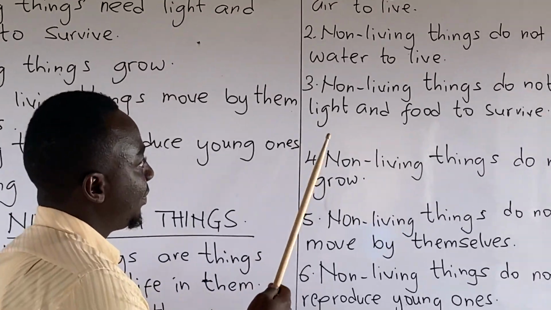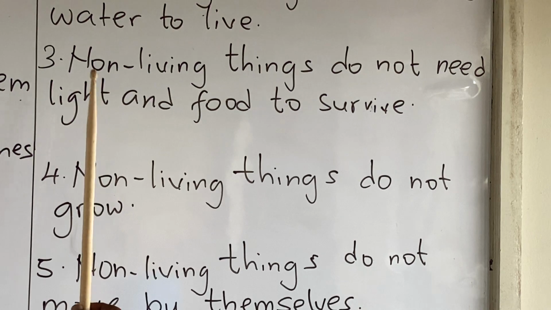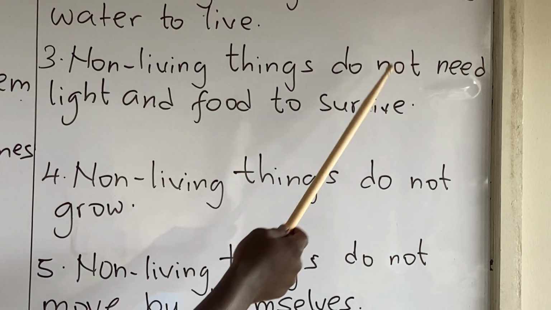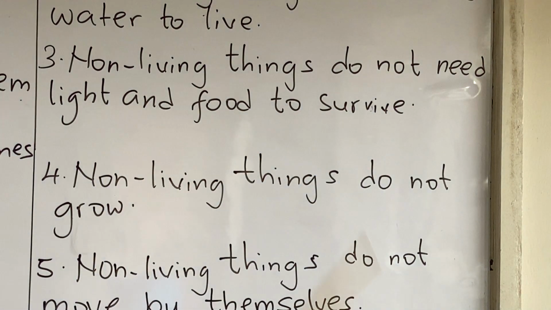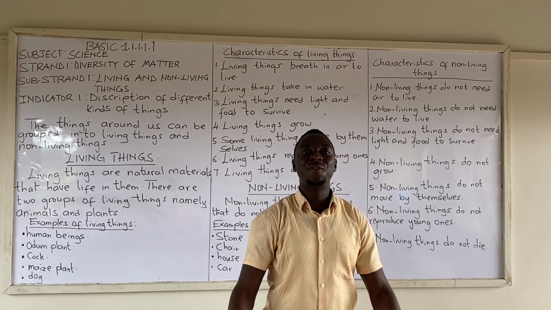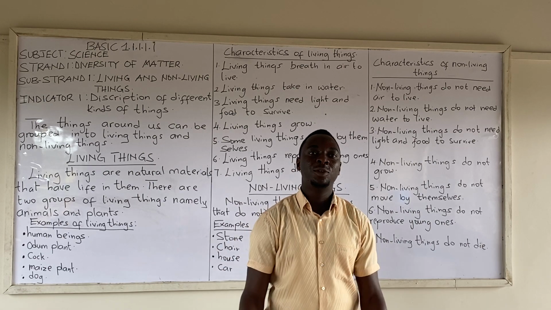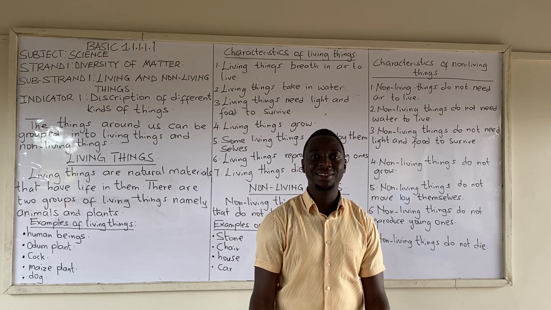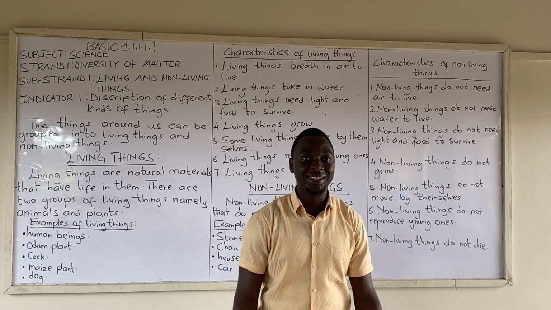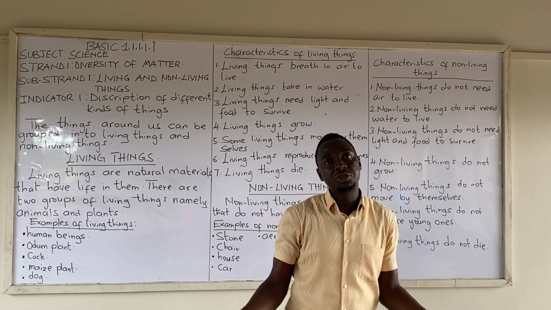Number 3, the third characteristic of non-living things. Non-living things do not need light and food to survive. Sometimes it is very funny when you're in the room and the lights go off, you start shouting for mommy and daddy. Do you hear the sofas and the television in the room shouting? No. They don't need light to survive.